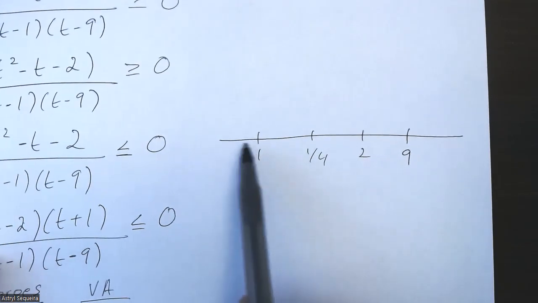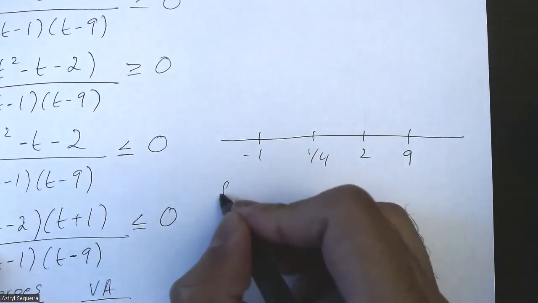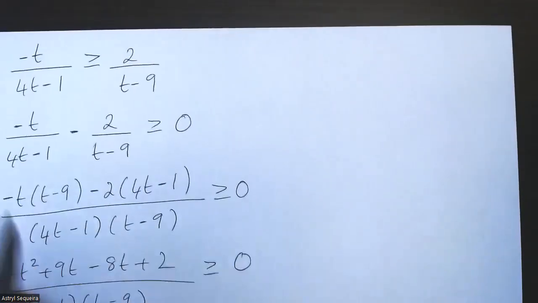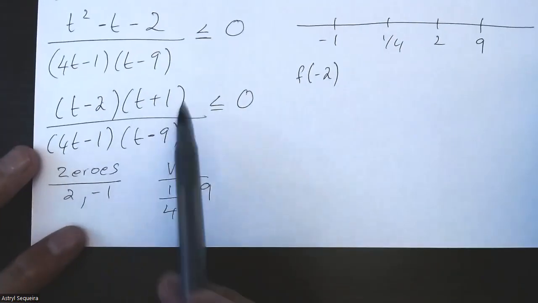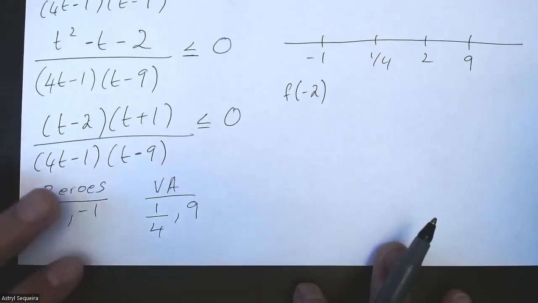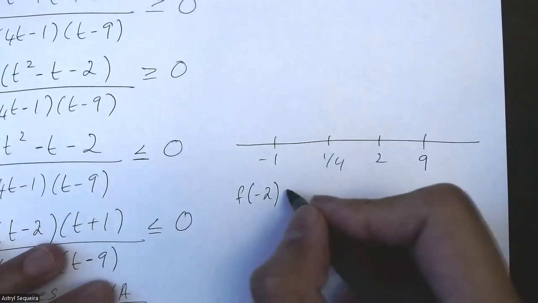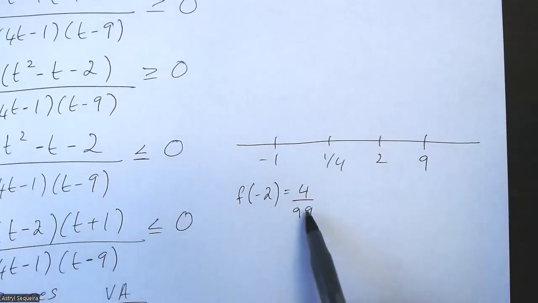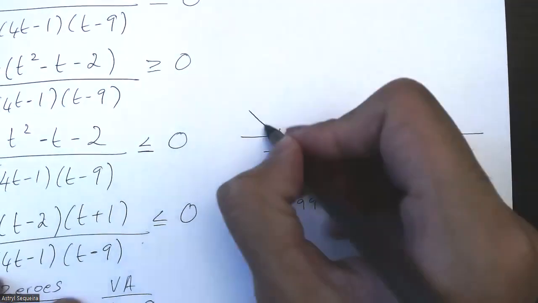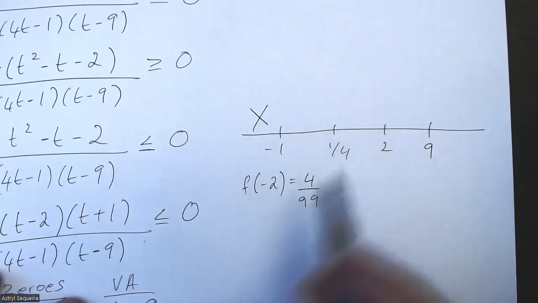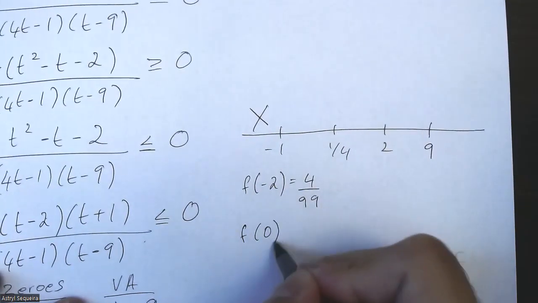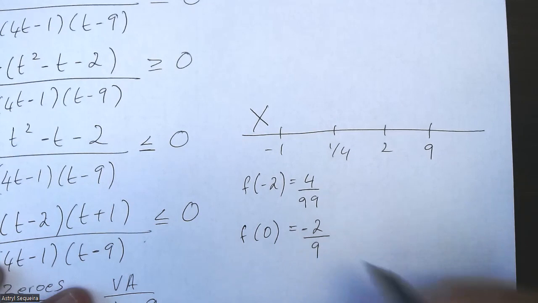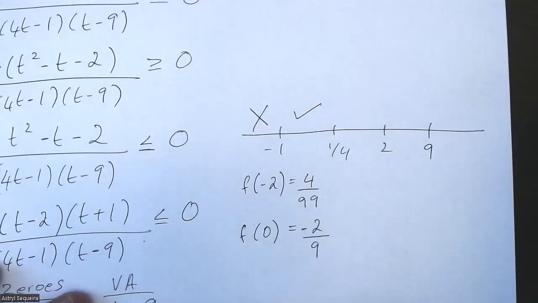The first range I'm going to test is this one here. I'll try -2, f of -2. You can sub this in the original equation, or you can sub it in the factored equation. Doesn't matter. I'm going to use the factored one. Put this in my calculator, and I will get 4 over 99. 4 over 99 is not less than or equal to 0, so this range is no good. Over here, I will do 0. f of 0 is -2 over 9, which is less than 0, so that one's good.